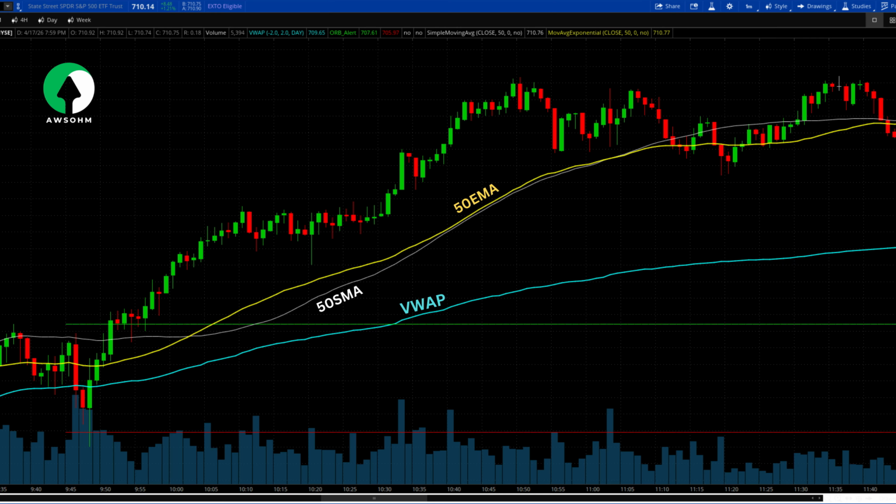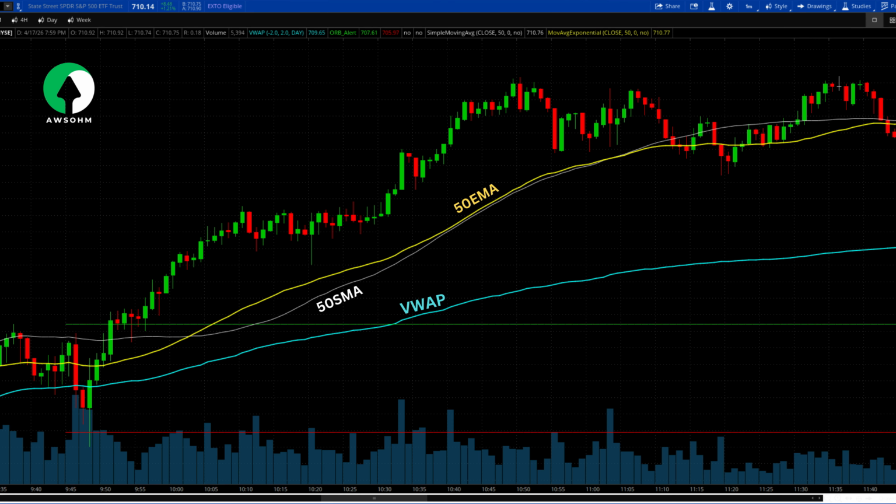VWAP plus EMA trend continuation. This strategy focuses on institutional bias. If price is above VWAP and the 9 EMA is above the 20 EMA, the trend is considered strong. Wait for pullbacks to the 9 or 20 EMA while VWAP remains below price. Enter when price bounces and volume increases. This setup shows alignment between short-term momentum and institutional positioning.